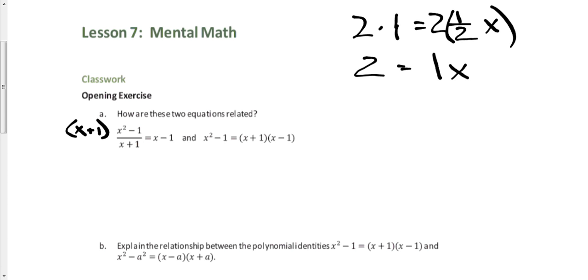What do you think there, Allison? I multiply this side of the equation by x plus 1. What do I have to do to the other side? The same thing, that's right. So then this is going to be times x plus 1 as well. What happens over here is the denominator gets canceled out, and I'm left with x squared minus 1. And over here, I'm left with x minus 1 times x plus 1. So do you see how I made the one equation look just like the other?